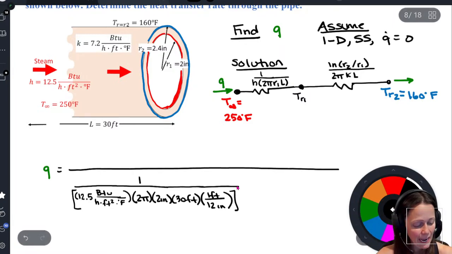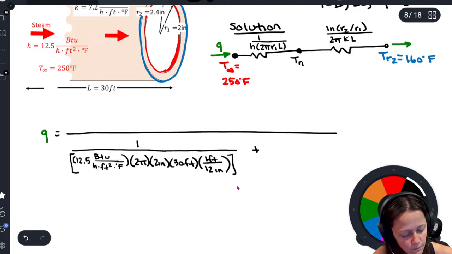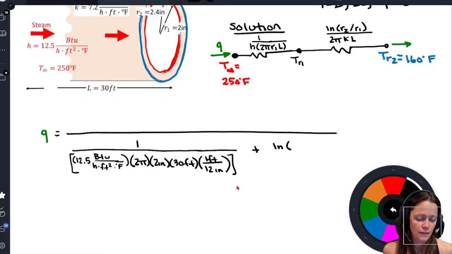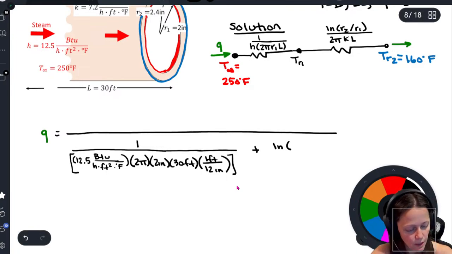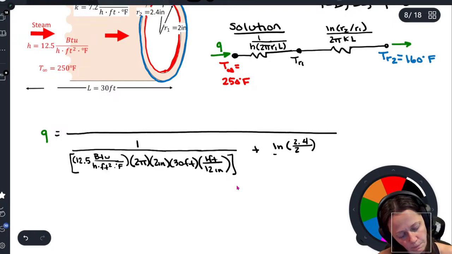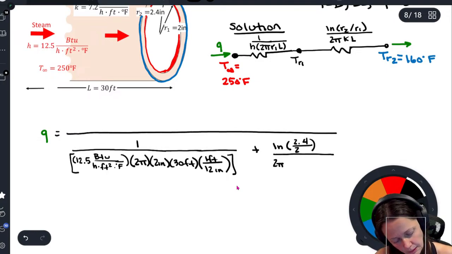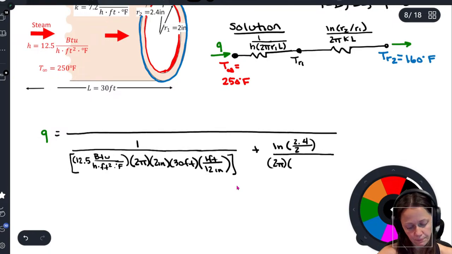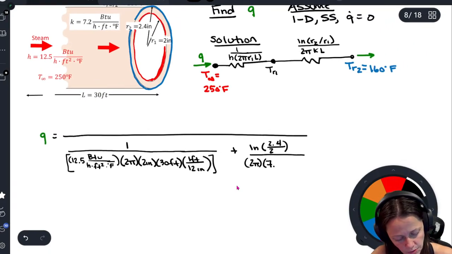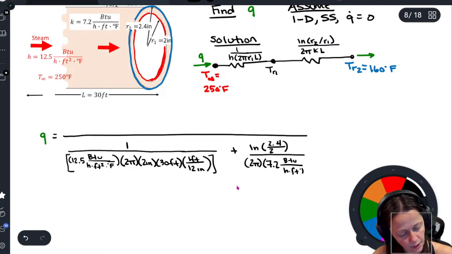That's the first resistance, and then we also have a resistance to conduction. So natural log, and as far as converting those inches to feet, it doesn't really matter with the natural log, as long as the units are the same on the top and the bottom, because it's the natural log of a unitless parameter. So 2.4 over 2, over my 2 pi times k. K was given to us as 7.2, so 7.2 BTU per hour foot degree Fahrenheit.